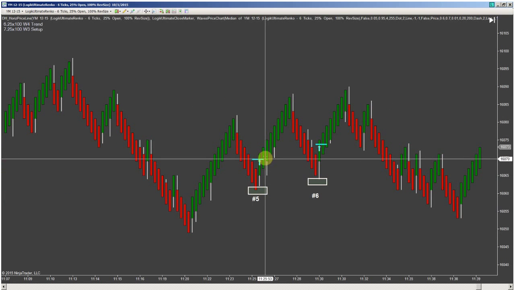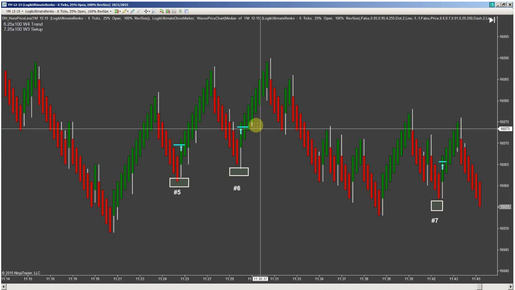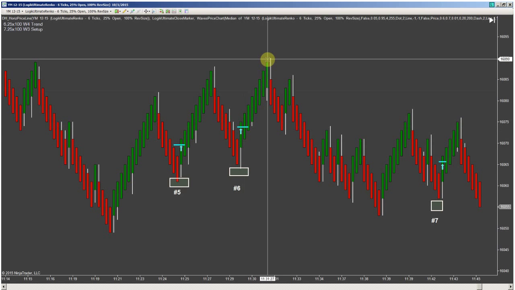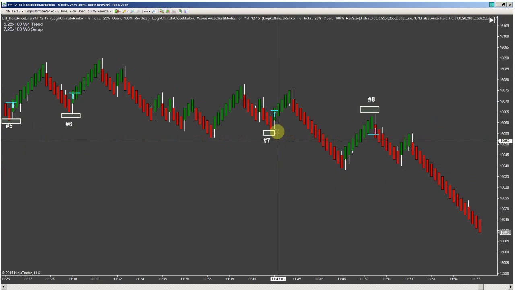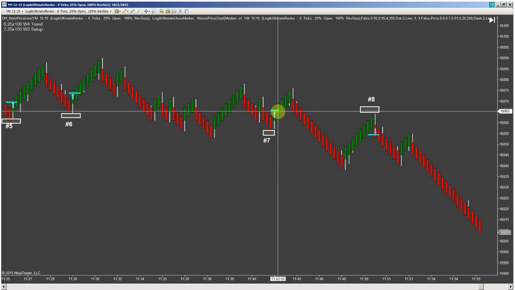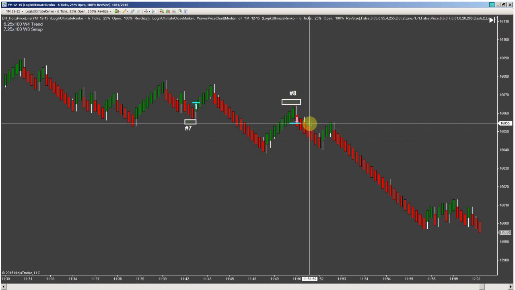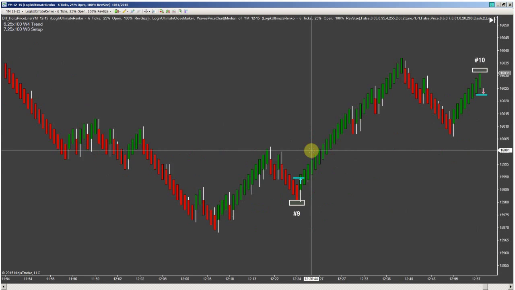Here's another scalp. 70 to 88 was an 18 tick move. The sixth trade from 74 up to 90, that's a nice 16 tick move. Here was trade 7, right around 66 up to 76, another 10 ticker. There's the eighth trade that we had from 55 down to 40. It was a 15 tick move.